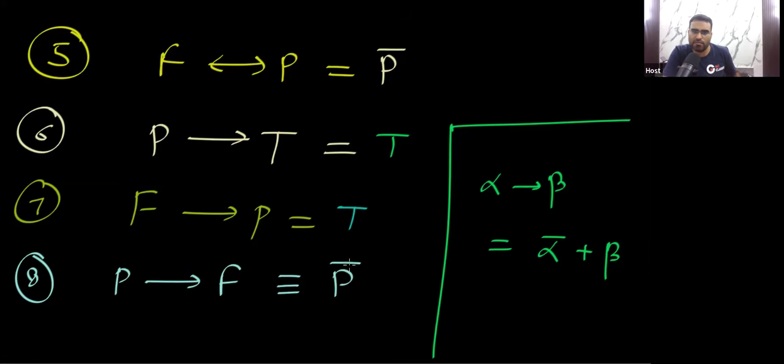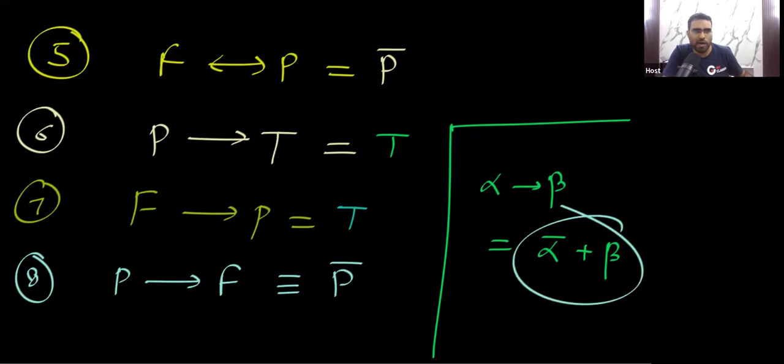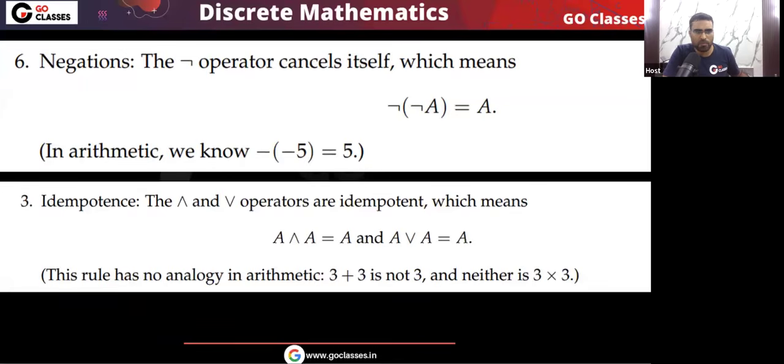That will be P bar. You can see, just apply this: alpha implies beta equals alpha bar or beta. Only apply this. That's it. And finally, I can say true implies P, that will be same as P. Okay, so that's it. Now let's move on.